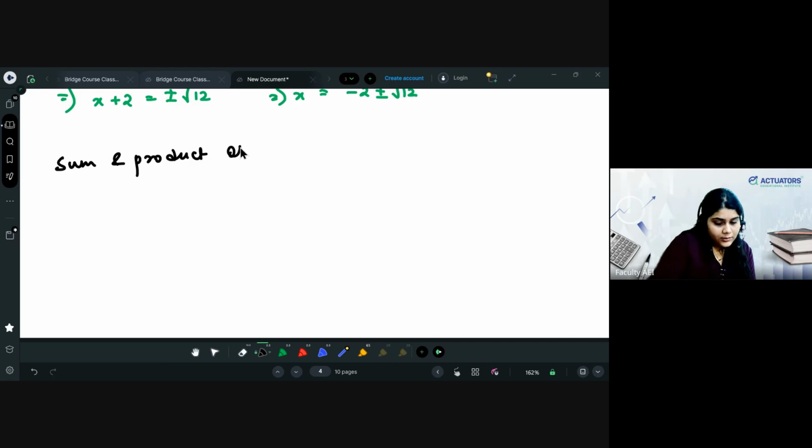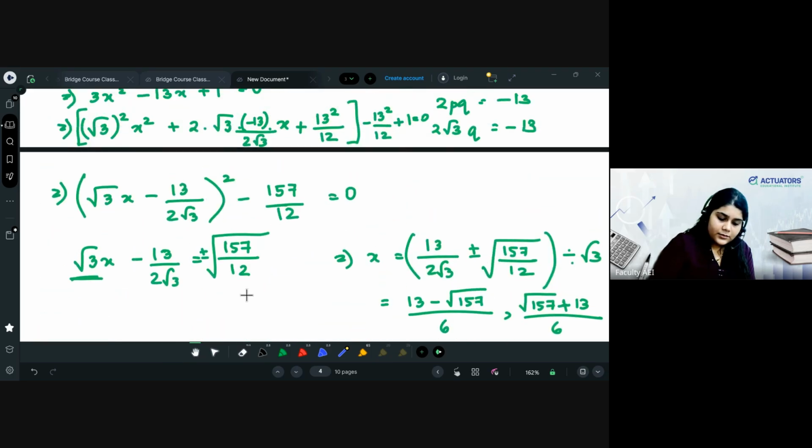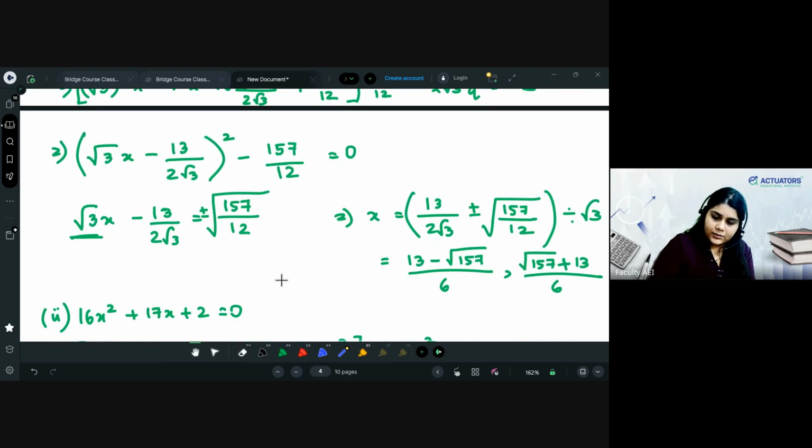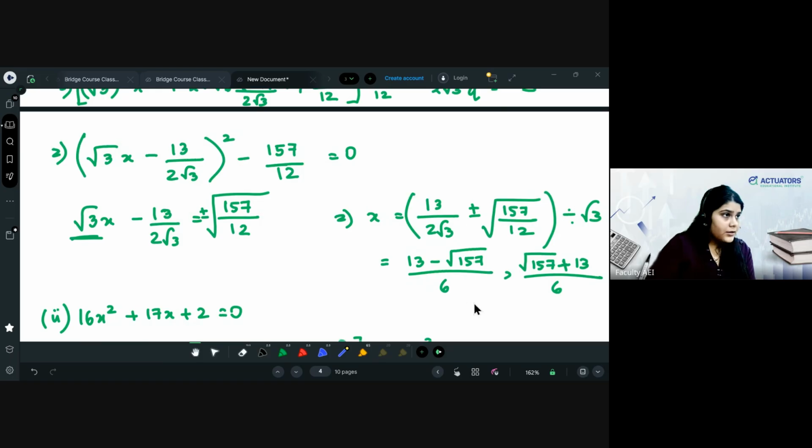हाँ, एक सेकंड. इसमें 2 root 3 and root 3, हाँ 2 होना चाहिए ये. एक सेकंड. हम्म.